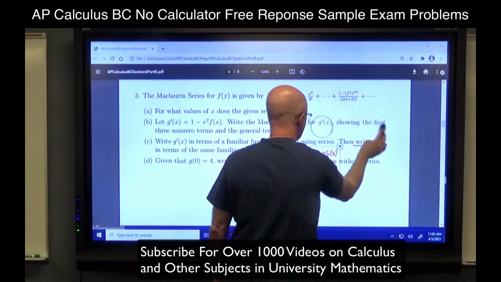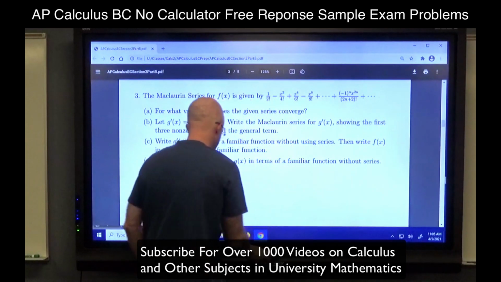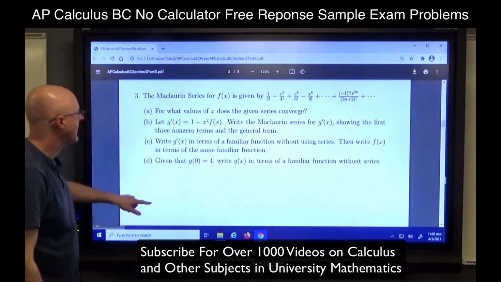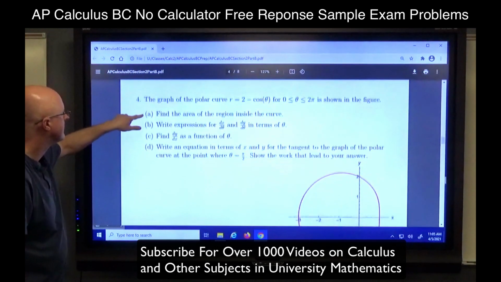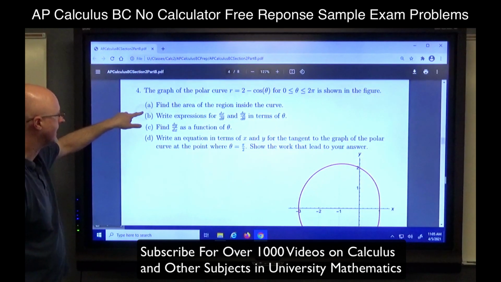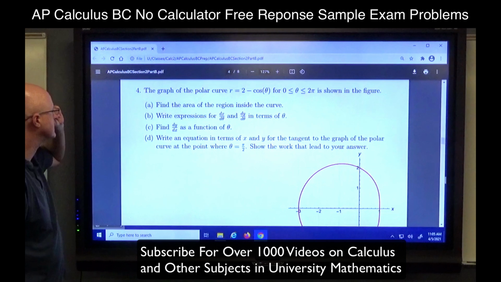On to number 4. These are not easy problems. You gotta really know your stuff. Gotta have some things memorized, including on this problem too.